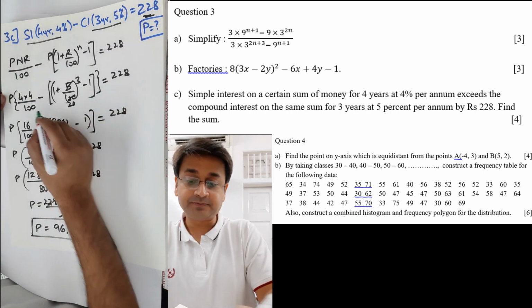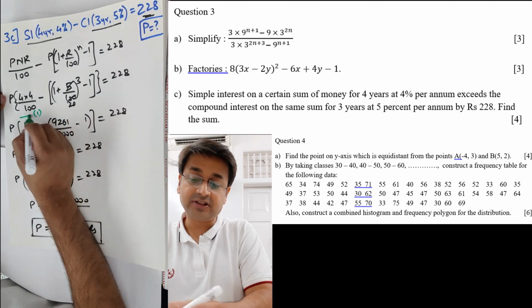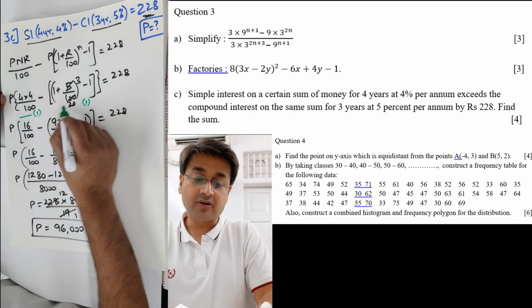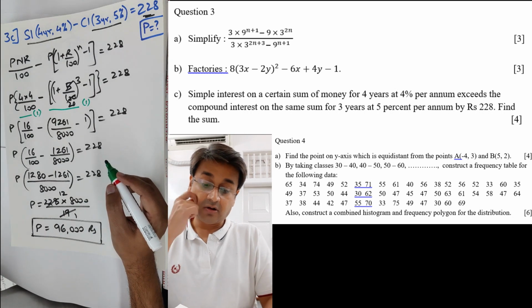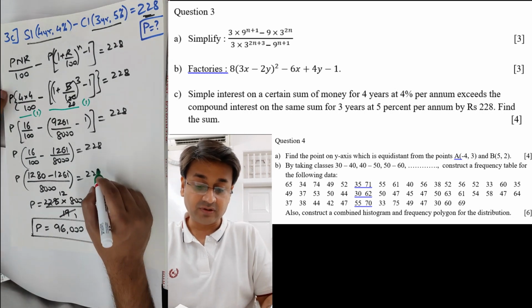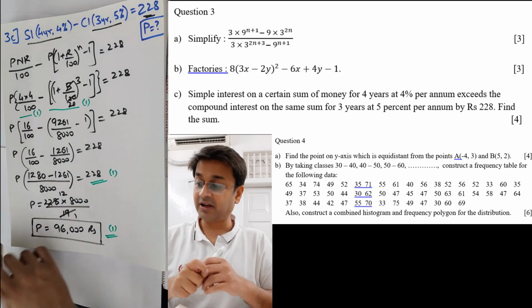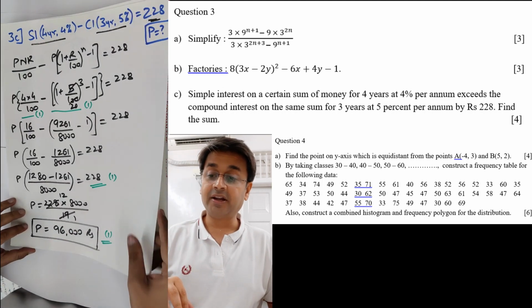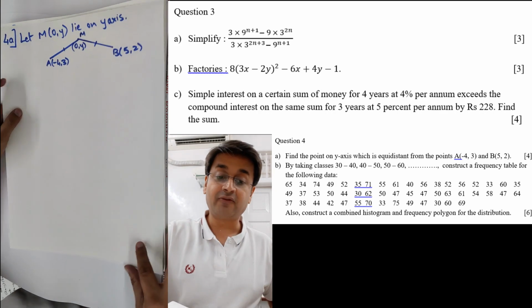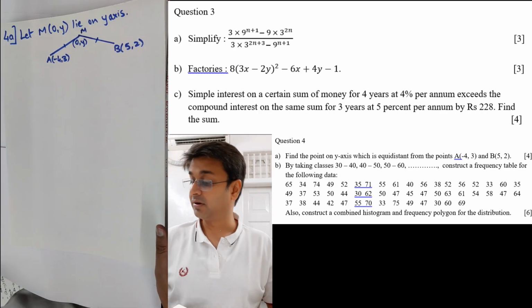So first 1 mark when you are able to write this part correct. Second 1 mark for this part correct. The third 1 mark you can give once you reach this particular point, and the last 1 mark for getting 96,000. Again in 3C, I hope and pray that you got full 10 on 10, so you are on 30 on 30 right now.